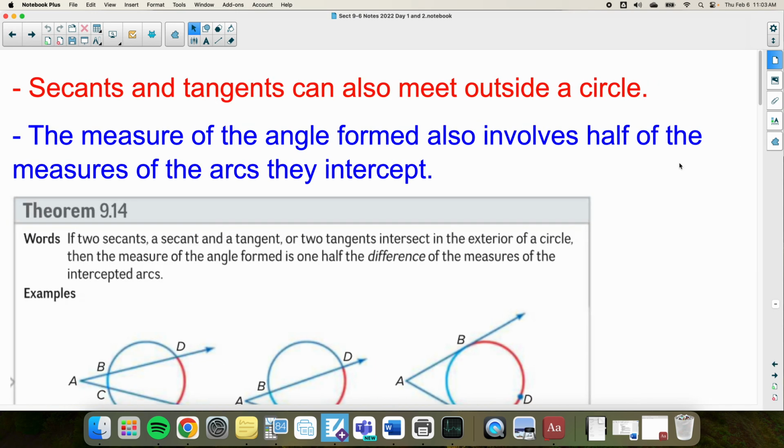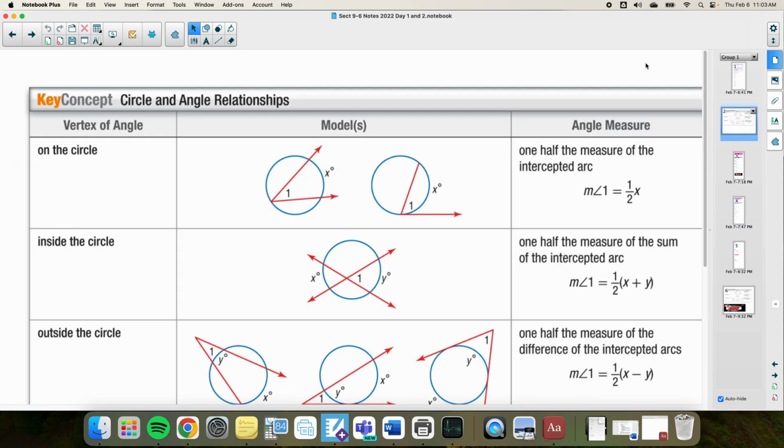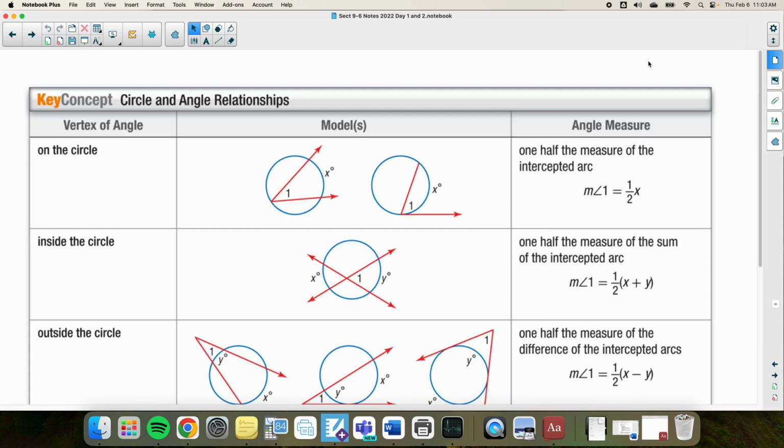So I believe we are right here. Does that look right for the notes? Okay. So I might go back and just review the two rules that we learned yesterday.